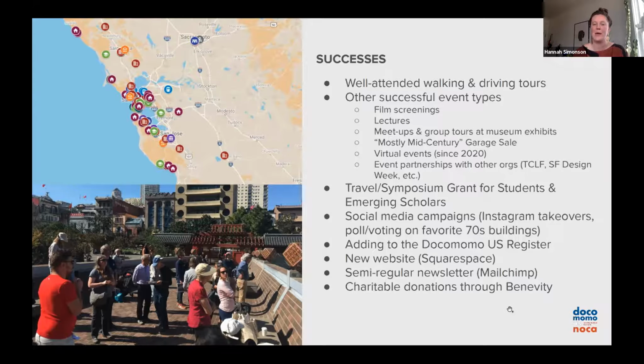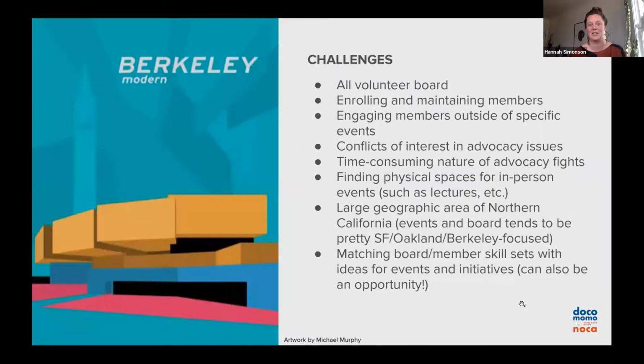I don't think I mentioned this upper map image is a map that we made of 1970s modern and postmodern resources around Northern California. That was a really fun project that we launched last year and turned out to be a really good project to work on while a lot of us were on lockdown, because it was mostly online research and then going out by ourselves to take photos. So it was a good project.